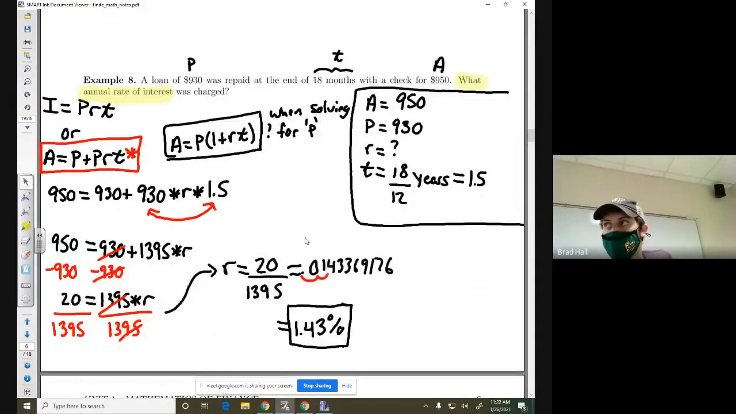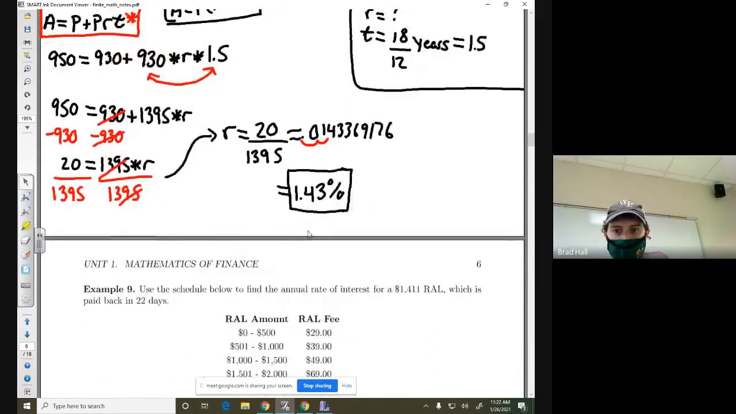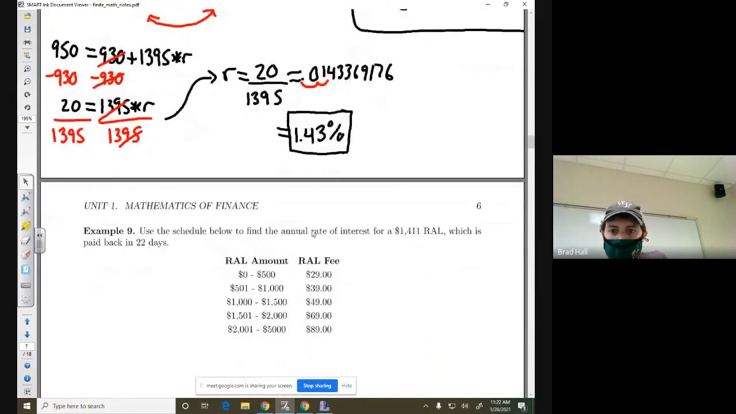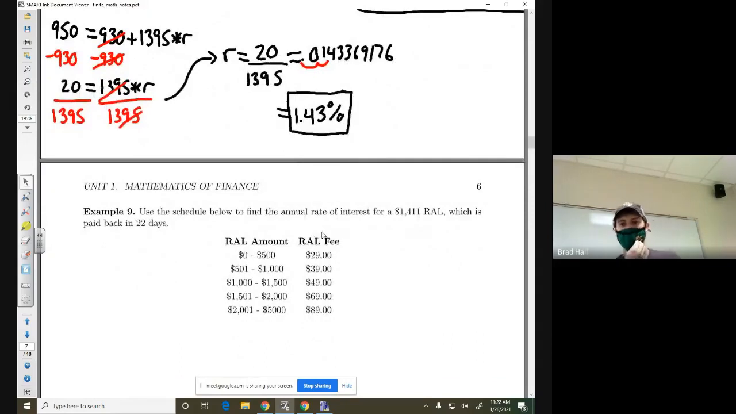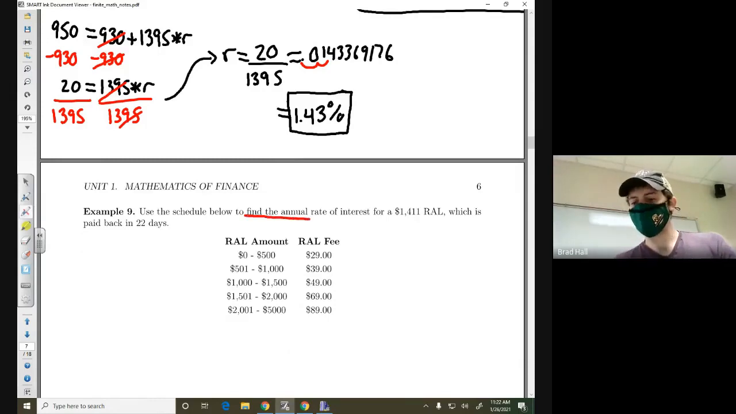Okay, so anything else? Let's scroll ahead to example 9. So if you're still writing those last few steps, I'll leave that part on the top of the screen there. Example 9. I know previous semesters I've gotten questions about this, so I figured I'd add it to my notes. Use the schedule below to find the annual rate of interest. It's a good keyword there. Find the annual rate of interest.